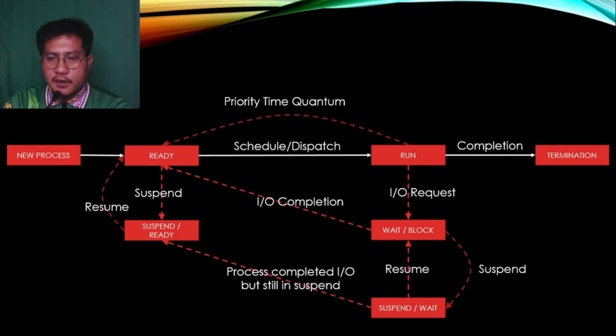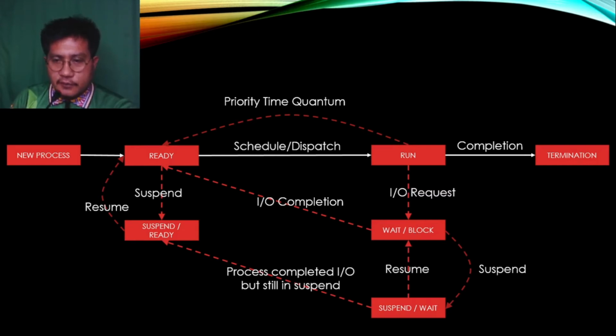Also, if that process is already in the run state, but during the run state it requests a new input. Say for example, you are running a program which requires two operands like 1 plus 1. In the first run it will ask you to input the first number, but while it is running it will ask for another input, which is the next operand, and for that scenario it will be put into wait or block, and it will be suspended or resumed to wait and block.